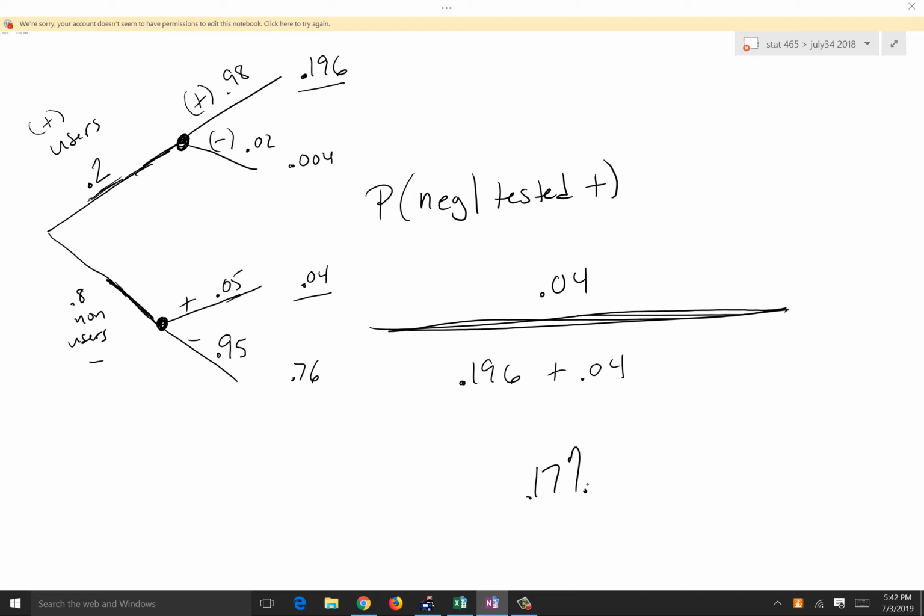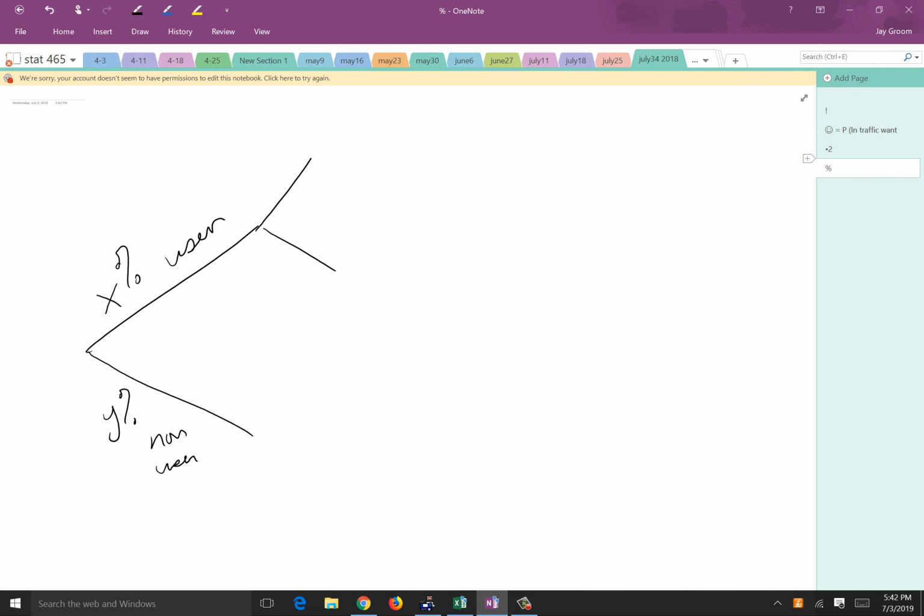But check this out. So you will have another page like this. So it's a different town. X percent, Y percent. And we'll just do users, non-user. And then again, what did I say here? I forget what I said. 98 and 2. And what am I at? 5 and 95. Okay. I think that's what I know.